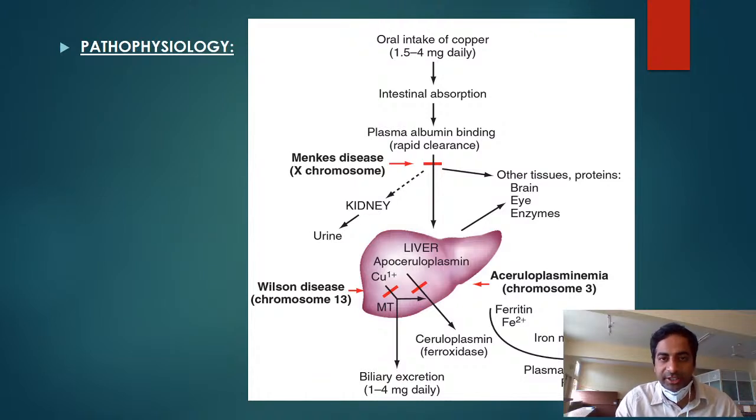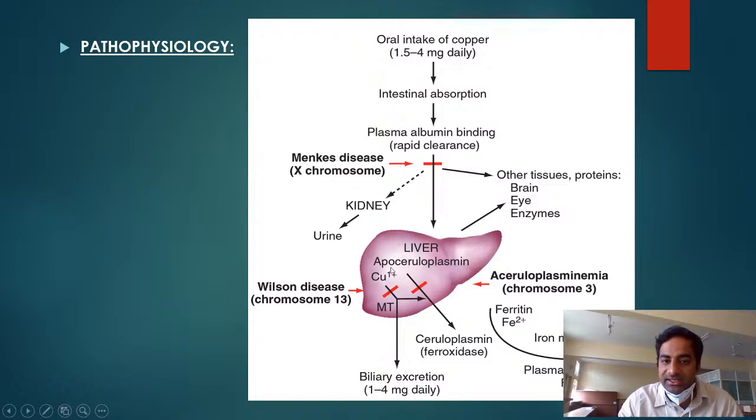So, pathophysiology. Normal oral intake of copper is around 1.5 to 4 mg daily. There is absorption in the intestine, which leads to plasma albumin binding, which is rapidly cleared. In diseases like Menkes disease, which is an X chromosome abnormality, this plasma albumin binding is altered, which leads to accumulation of copper in the kidney, leading to excretion in the urine, or in other tissues like brain, eye, and enzymes. So mainly Menkes disease affects other organs. It can affect the kidney, brain, eye, and enzymes.